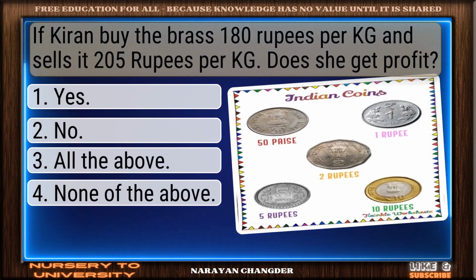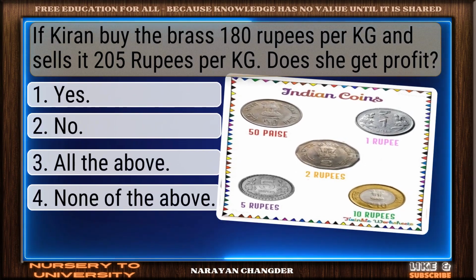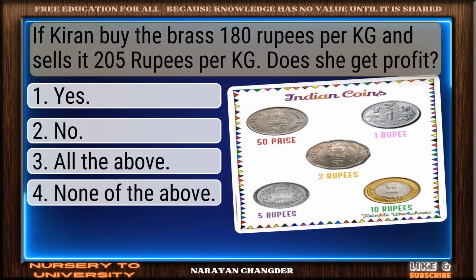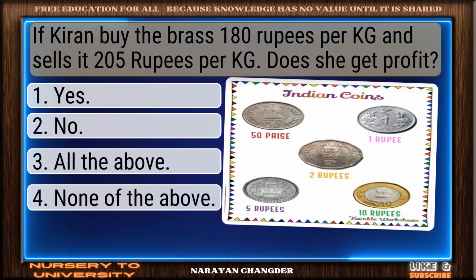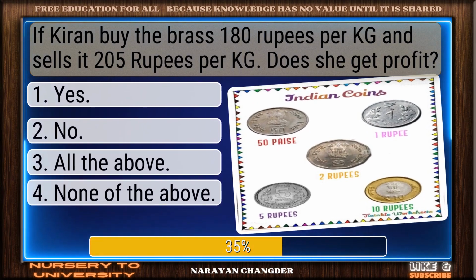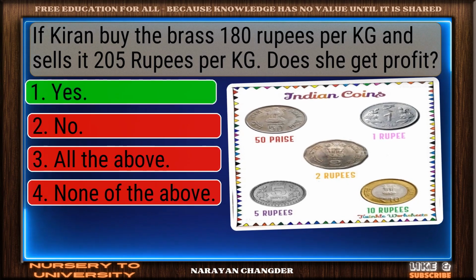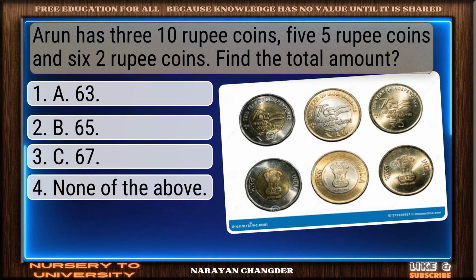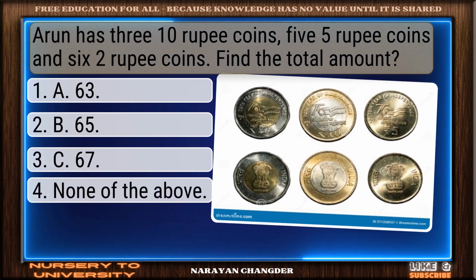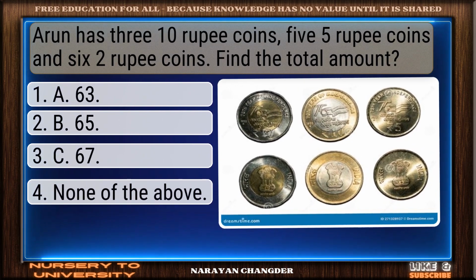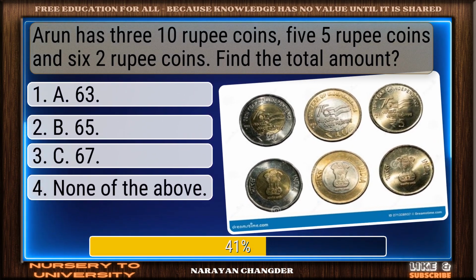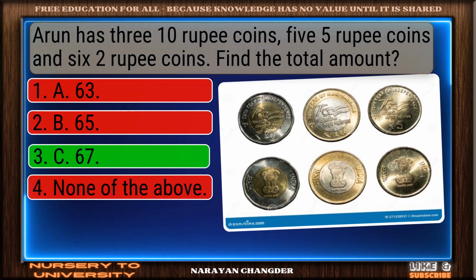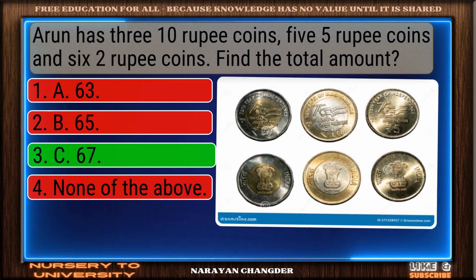If Kiran buys the brass at 180 rupees per kg and sells it at 205 rupees per kg, does she get profit? Solid response. Yes is a valid choice. Arun has 3 10 rupee coins, 5 5 rupee coins and 6 2 rupee coins. Find the total amount. Well done. C 67 is the right choice.